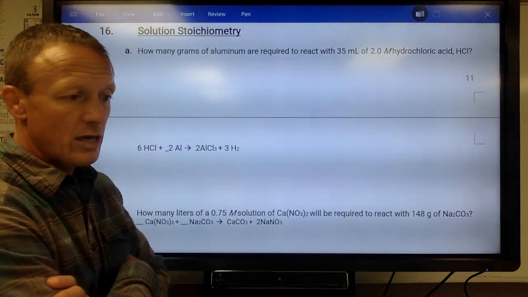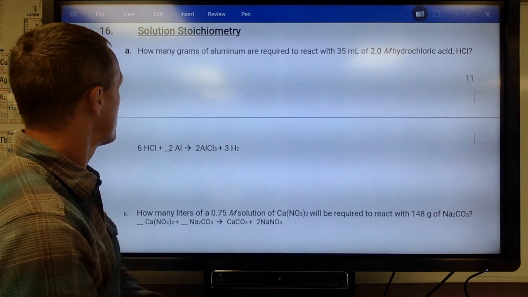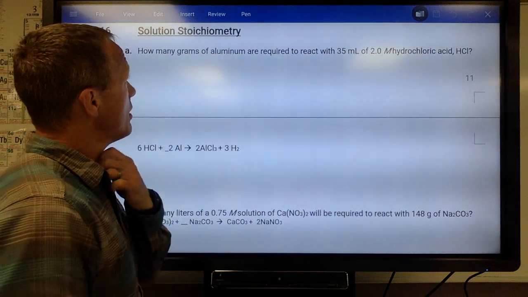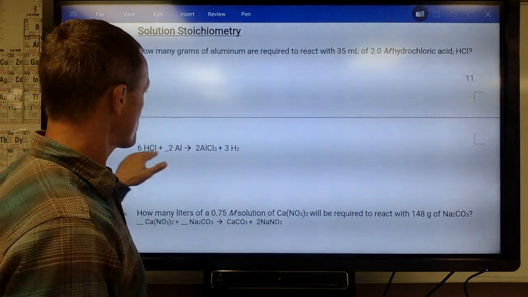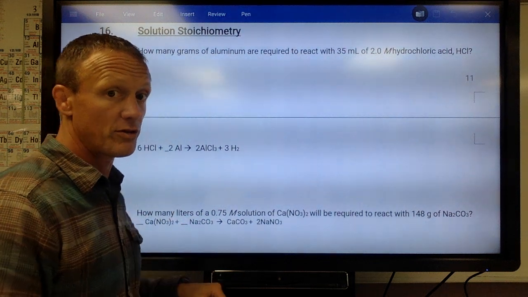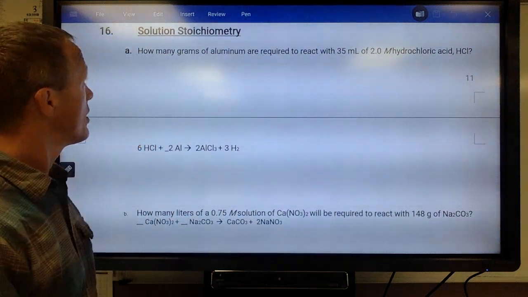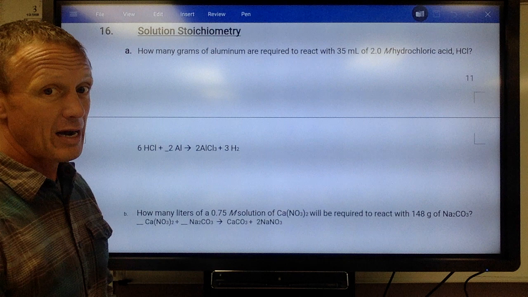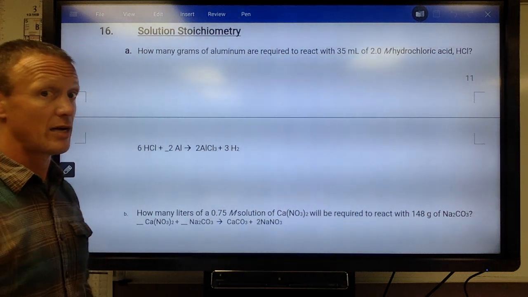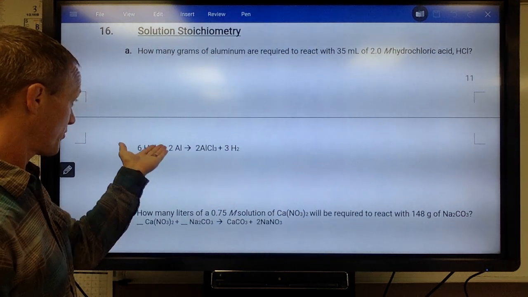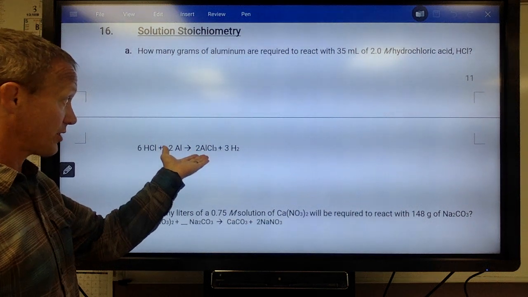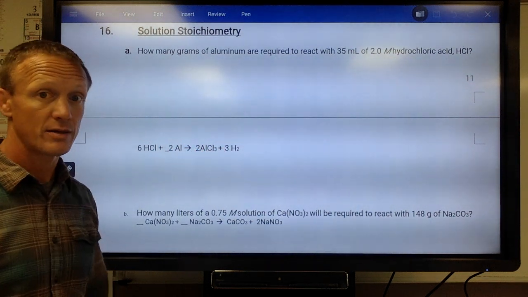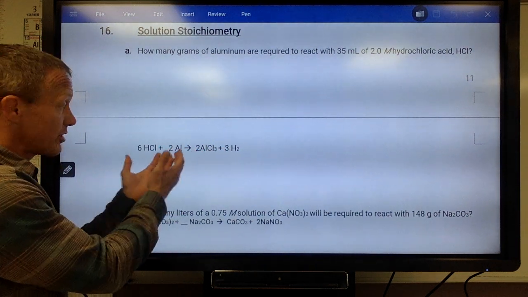This is question 16, letter A. It's got a balanced equation. Yours might look a little different, but it is a balanced equation. Remember, stoichiometry is all about how much of this we are using, how much of that we are using, how much AlCl3 is made, how much H2 is made, how much stuff is used in the reaction, how much stuff is made in the reaction.